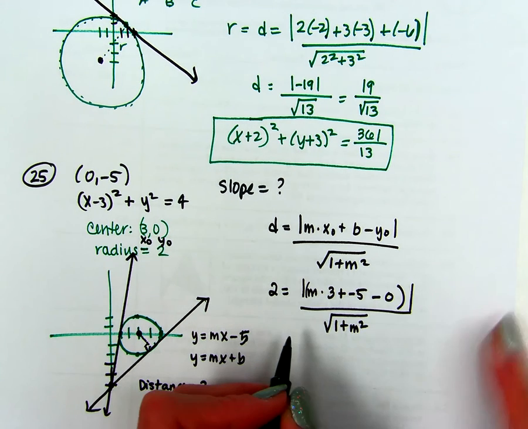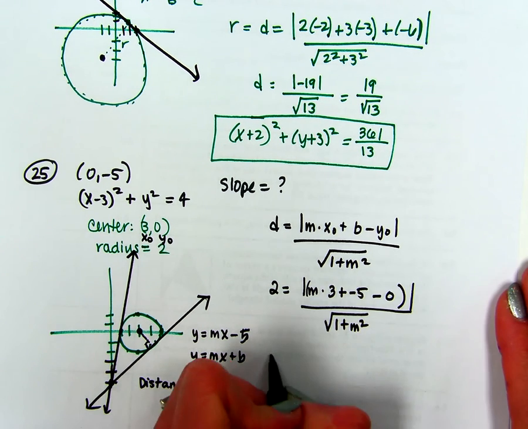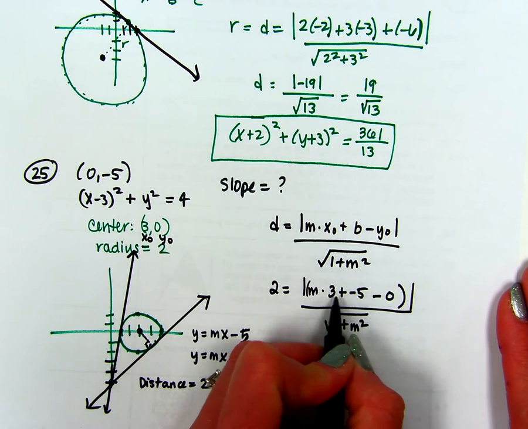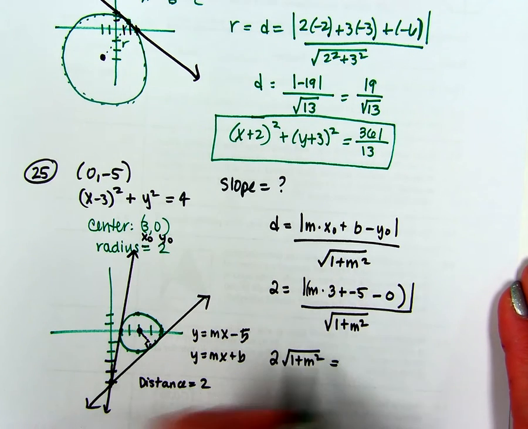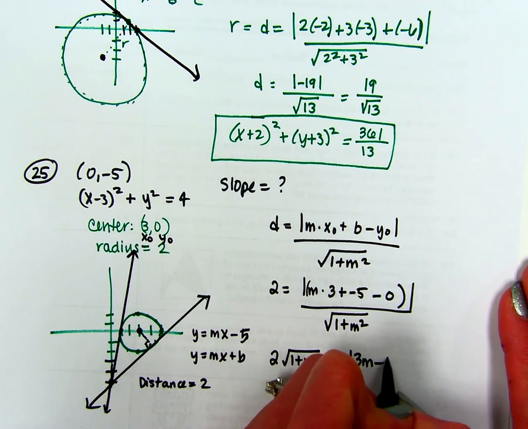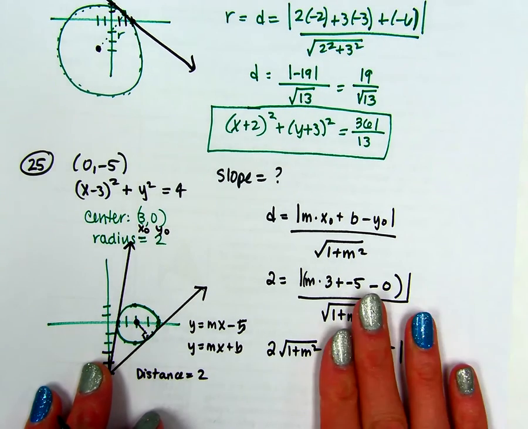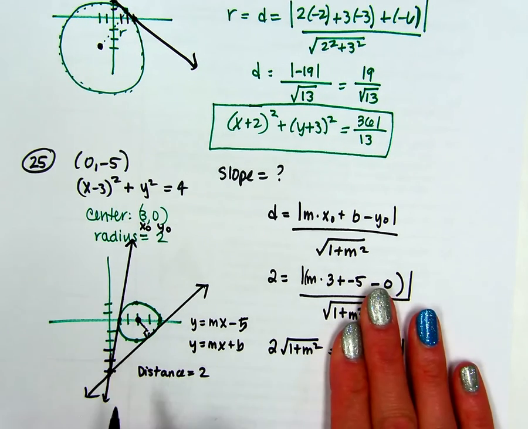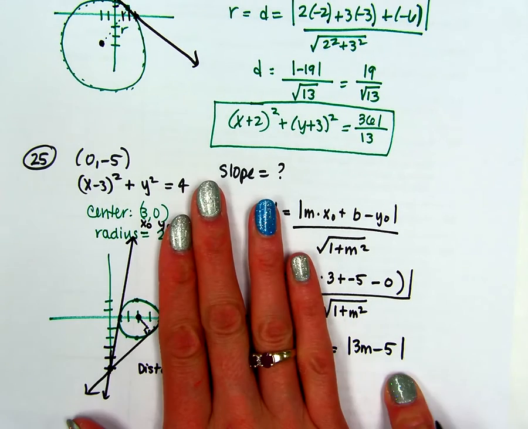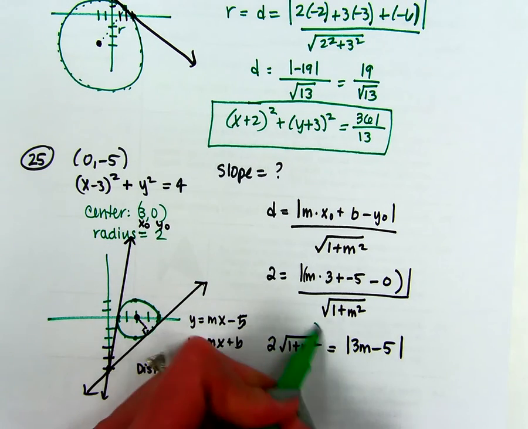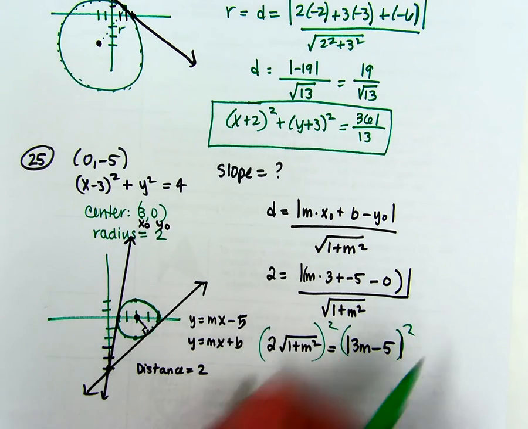Okay, so I'm going to multiply, so I have 2 times the square root of 1 plus m squared, and this becomes the absolute value of 3m minus 5. All right, so I think the easiest way to get rid of a square root is to square it. And if you wanted to simplify an absolute value, you could also square it as well. So let's just square everything, and that should hopefully simplify this whole problem.